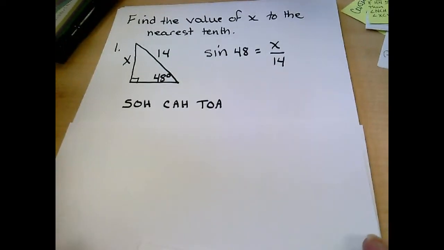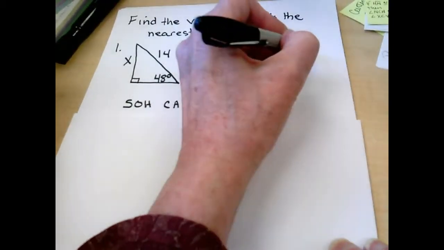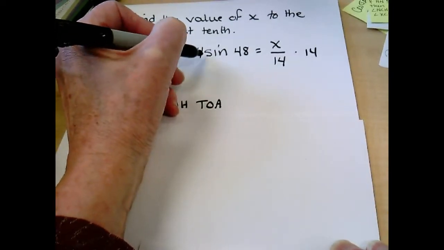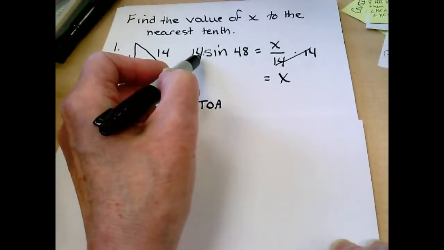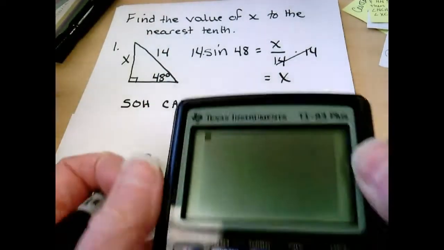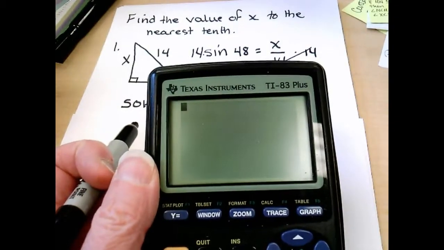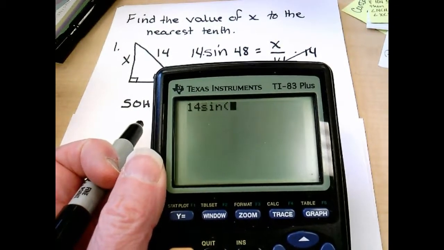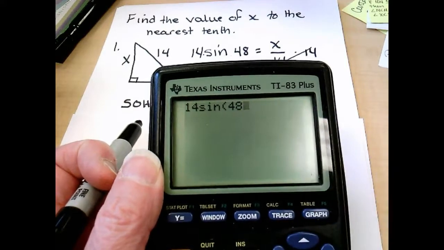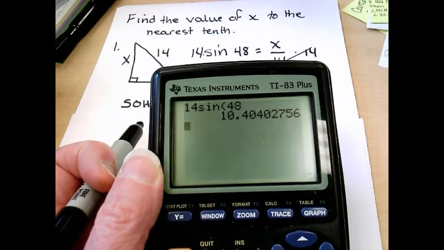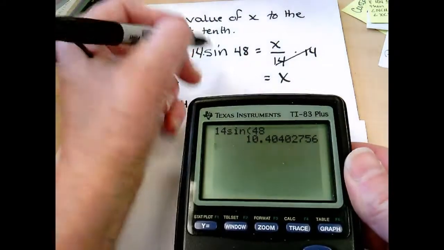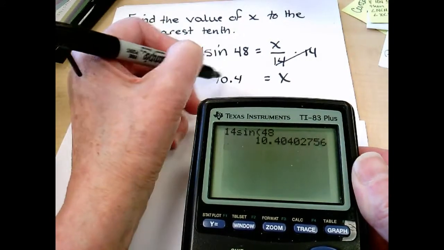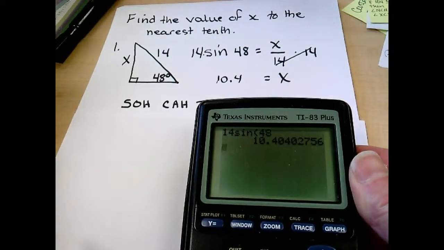So when I go to solve, I want x by itself. So what I have to do is multiply by 14, just like we solve any other math problem. That will cancel this out and leave x by itself. The left side, I'm going to put in the calculator. So I get my scientific calculator, go 14 sine 48. Again, I don't need the parenthesis, but I can put it in there if I want. And that will multiply 14 times the sine of 48, which is 10.4 when rounded to the nearest tenth. And we have solved this problem.